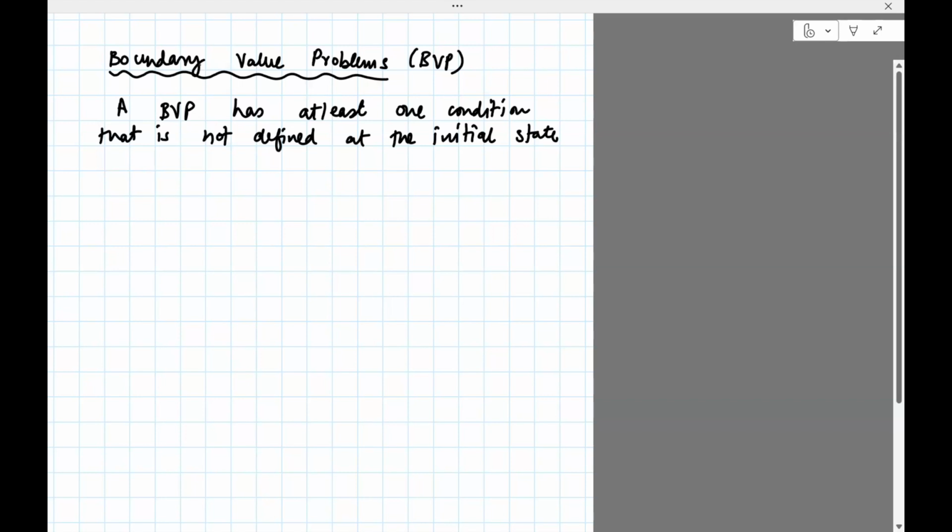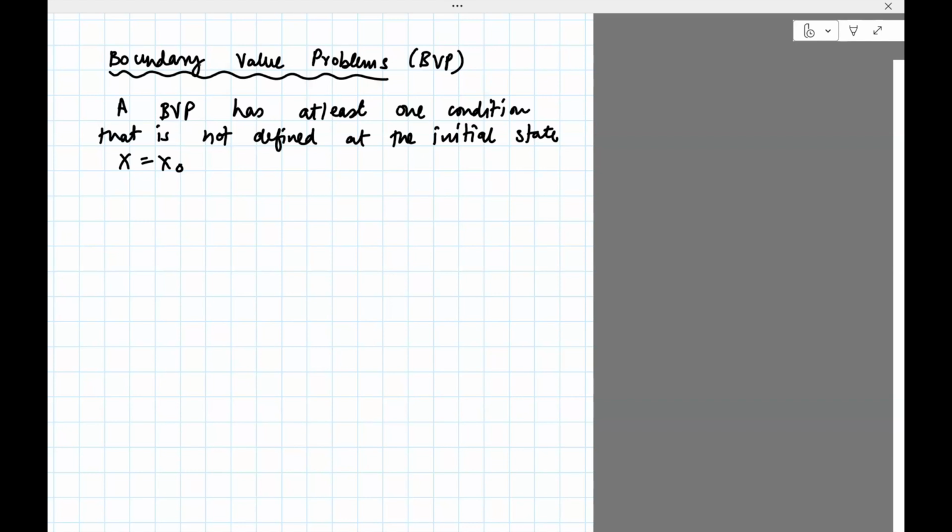So if something is starting at x equals x0, that would be an initial value problem. If there's a car and you're given the position of the car at time t equals 0 and the velocity of the car at t equals 0, that would be an initial value problem. Those are the problems we've done so far.